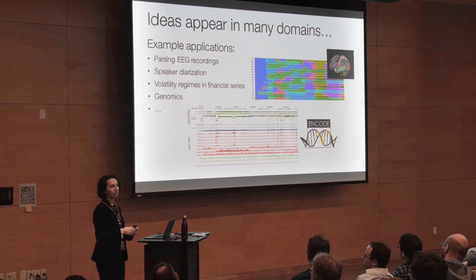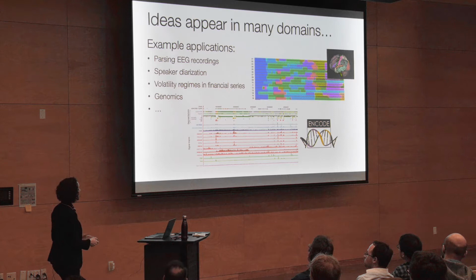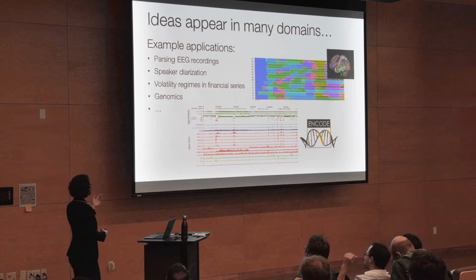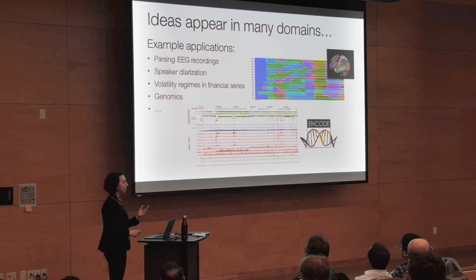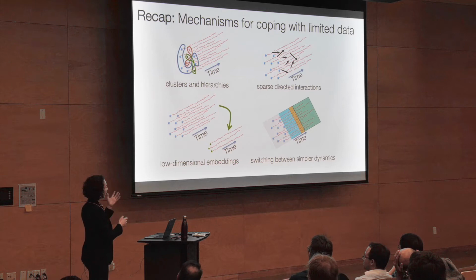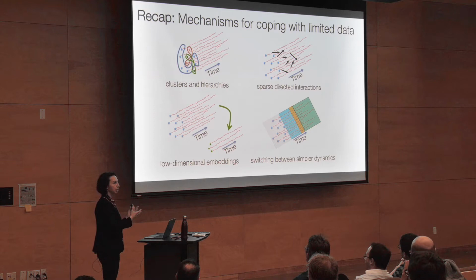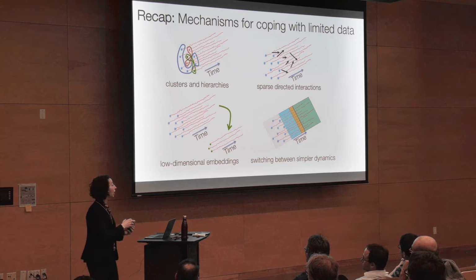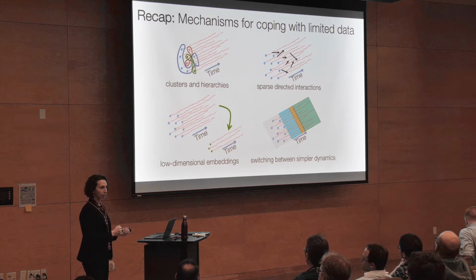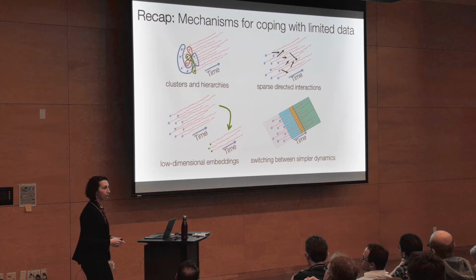Some examples that my group has looked at are automatically parsing EEG recordings, speaker diarization, detecting changes in regimes of volatility in stock indices, or segmenting a human chromatin sequence. But overall, these are really useful representational frameworks, and there are a lot of opportunities to combine flexible neural network-based components in these types of modeling frameworks, allowing us to go beyond assumptions of Gaussianity and linearity, handle more limited data scenarios, and extract interpretability or more meaningful information out of the dynamical processes we're studying.